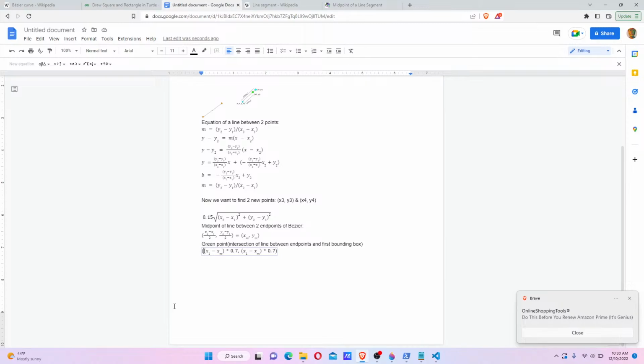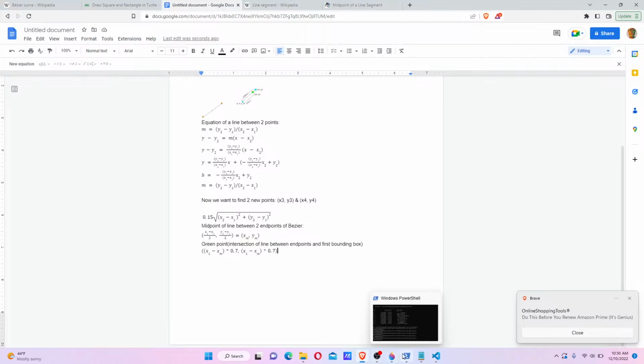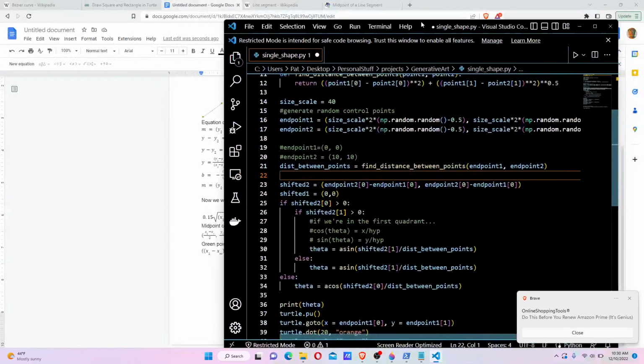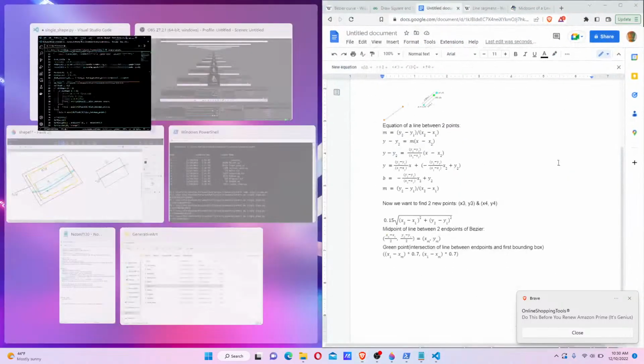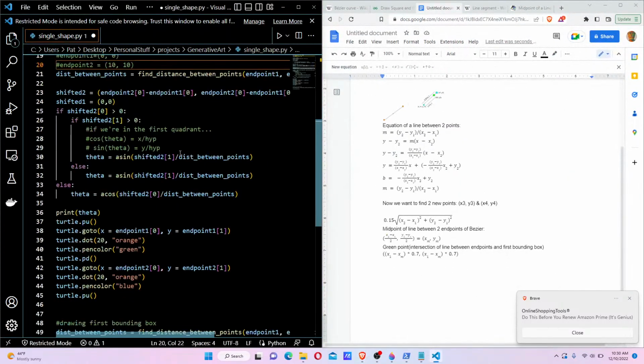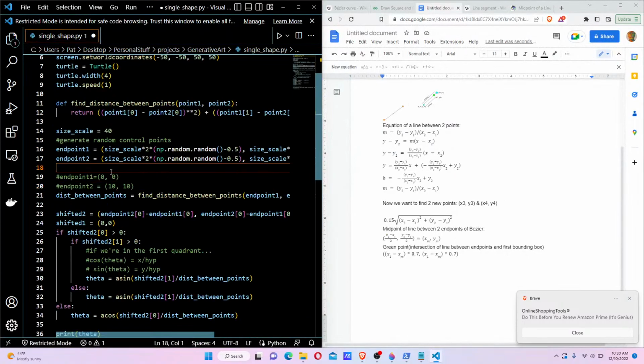Okay, so I think there's gonna be some weird stuff with negatives or whatnot, but for now, I'll just try to implement this. So, put that on that side, this on that side. Okay, so we have the endpoints, we have the distance between points.